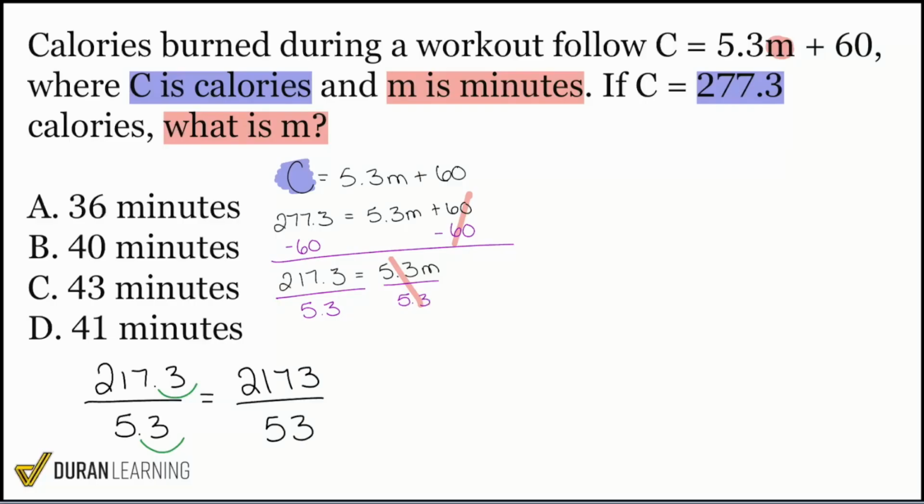So let's go ahead and see what happens when we work with this. 2,173 divided by 53. Let's see. 53 going into 2173. Everybody, 53 doesn't go into 2. It doesn't go into 21, but it does go into 217. Everybody, how many times does 53 go into 217?